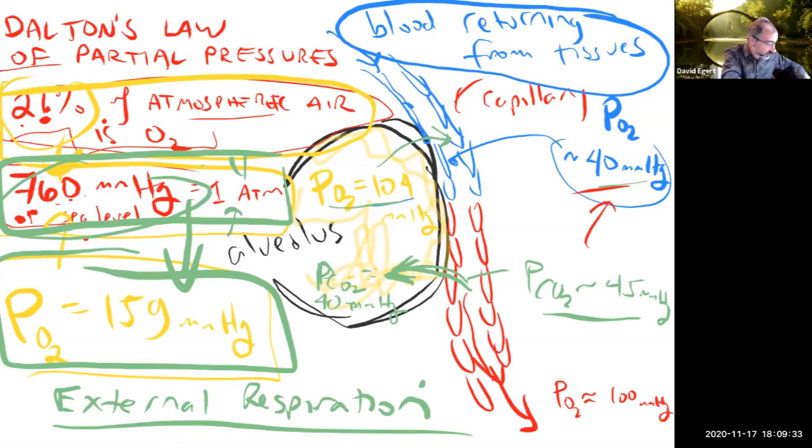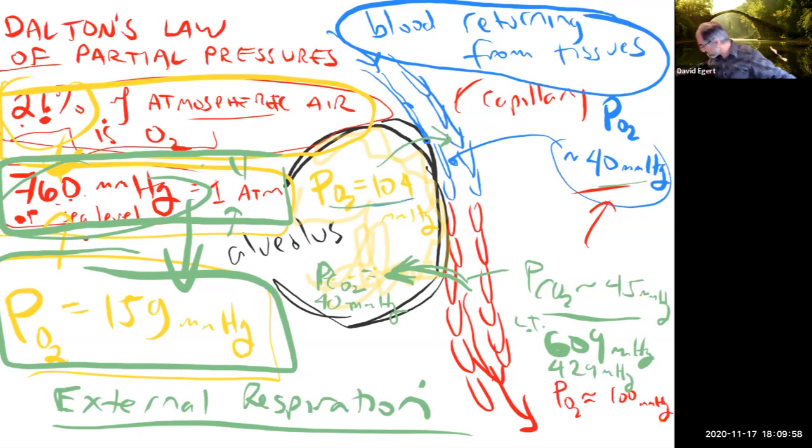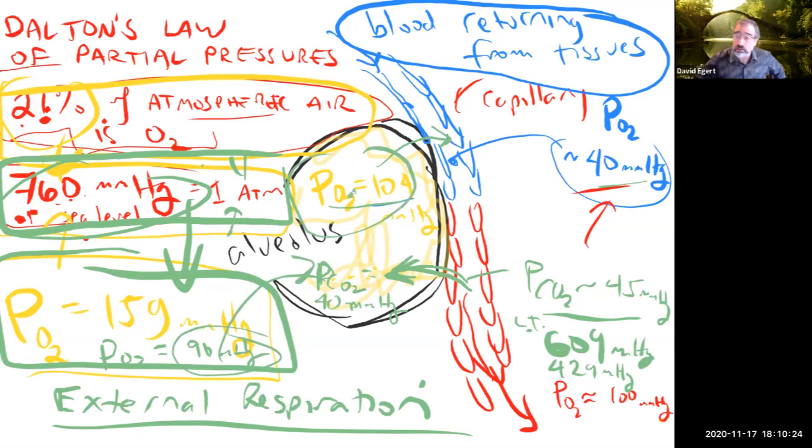In fact, I went and I looked. Let me find the actual numbers. If you're up in Lake Tahoe, the atmospheric pressure is only 609 millimeters of mercury. If you were on Mount Whitney, it would only be 429 millimeters of mercury. If I multiply 429 by 0.21, that means the partial pressure of O2 on the top of Mount Whitney is only around 90 millimeters of mercury, much lower, which means the alveoli, as we talked about, are even lower than that.